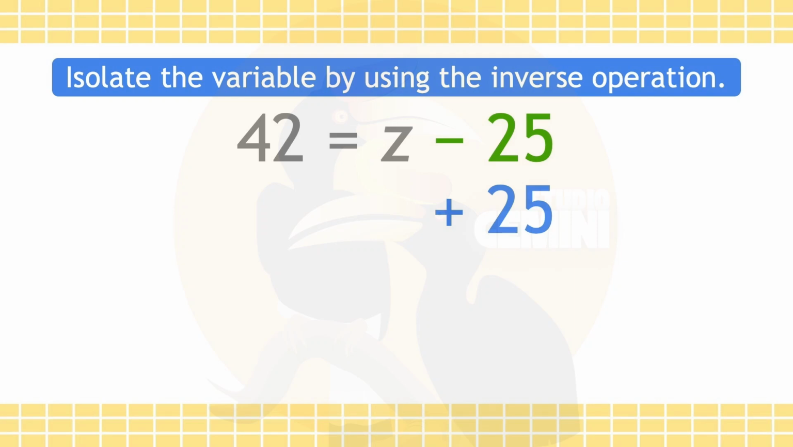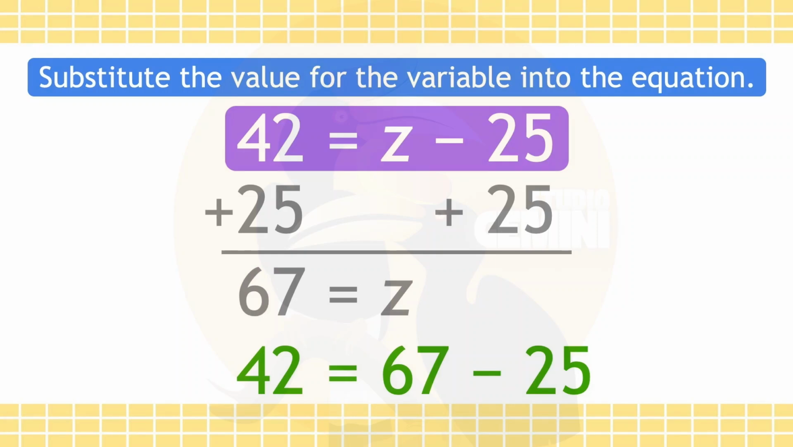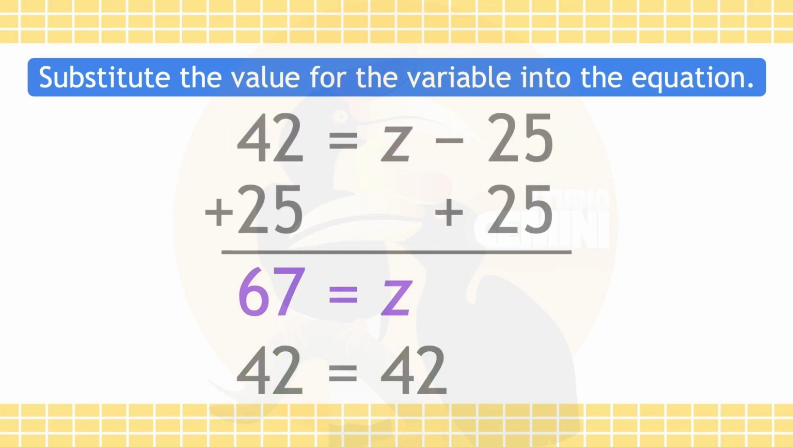Since subtracting 25 and adding 25 cancel each other out, this leaves us with just z on the right side of the equation. Then, to keep both sides of the equation equal, we also need to add 25 to 42. 42 plus 25 is 67, so 67 equals z. Before we move on to the next problem, let's make sure our solution is correct by plugging in 67 for z in the original equation. Since the difference of 67 and 25 is 42, that means both sides have a value of 42 when z is 67. So 67 equals z is the solution to this equation.